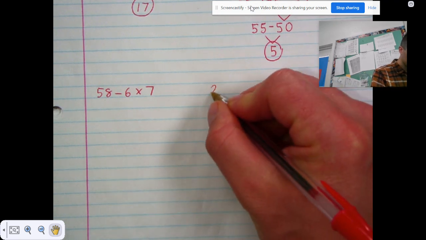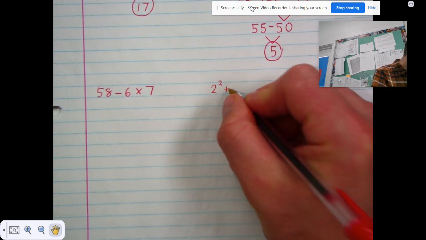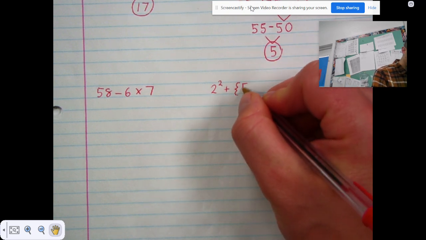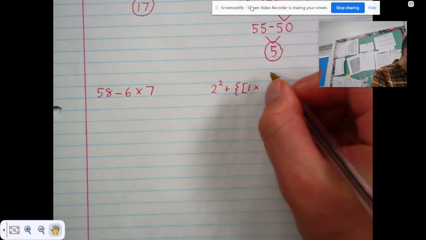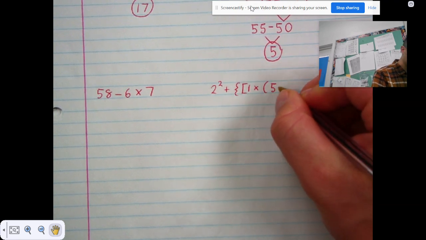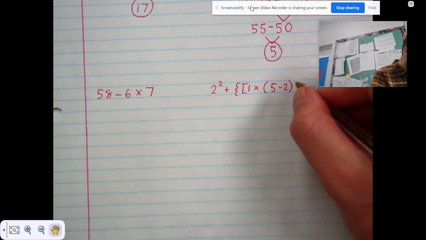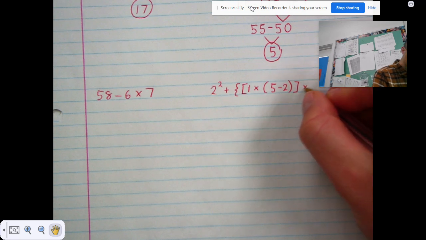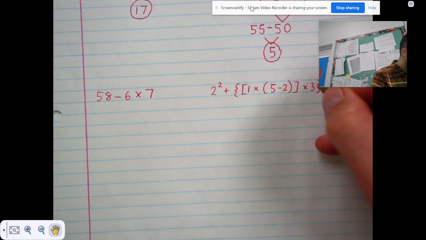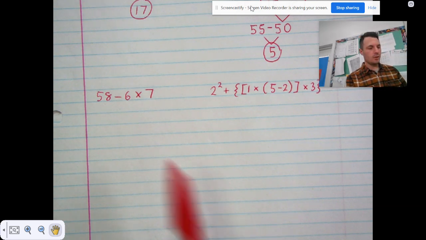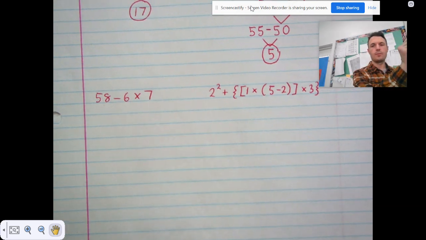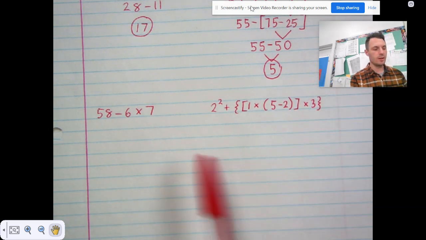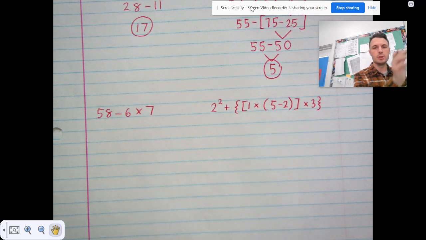Do 2 squared plus, we'll use braces and brackets, 1 times, in parentheses, 5 minus 2 times 3. Okay, so that's a harder one. Here's an easy one to do independently. Here's a harder one to do independently. And actually, why don't I give you one more to do independently? Make sure you have these written down correctly.